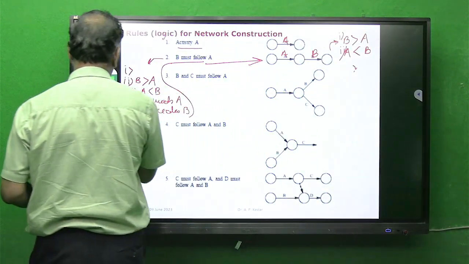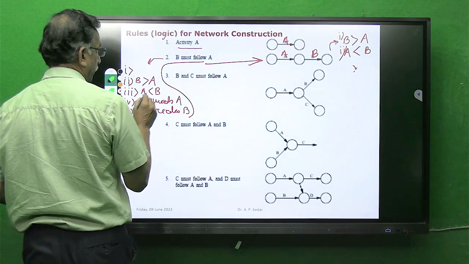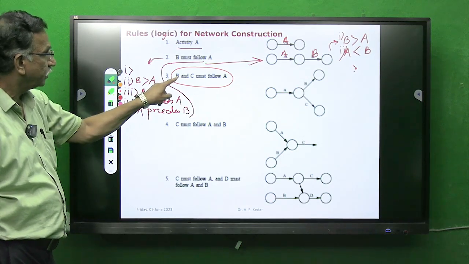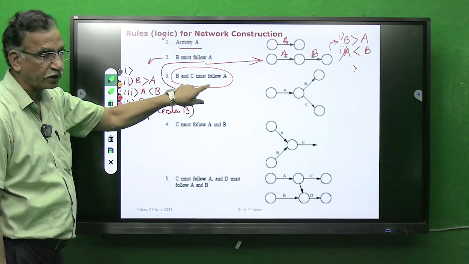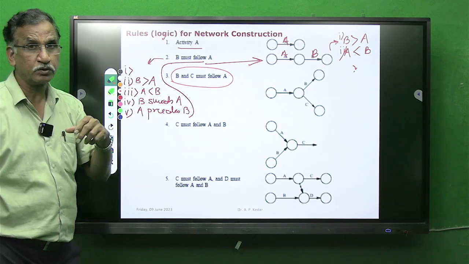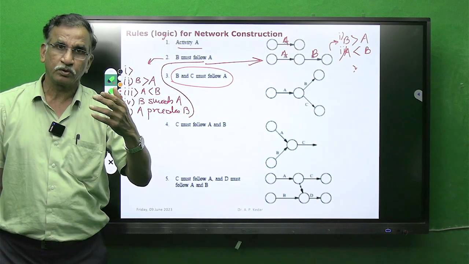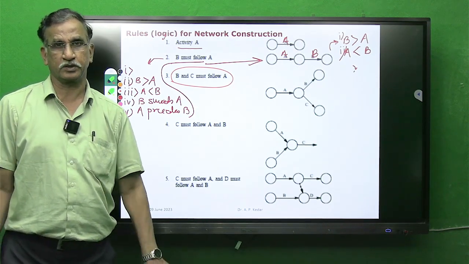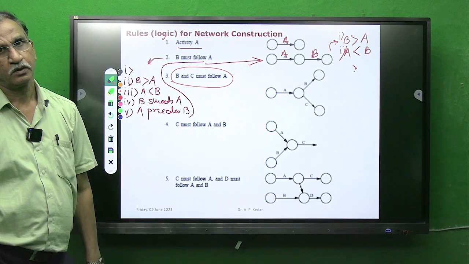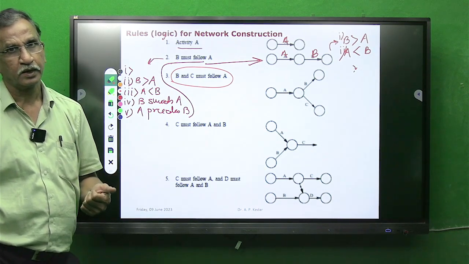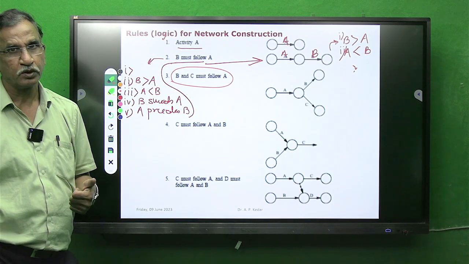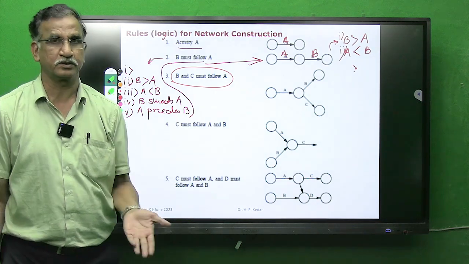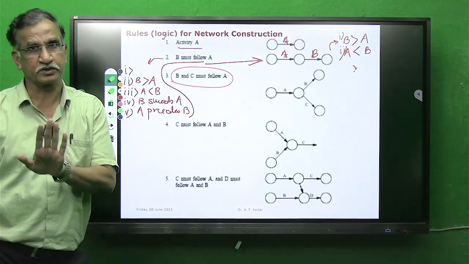Similarly, if the concept is B and C follow A. Now look here, students, B and C must follow A. Those whom we follow will be the predecessor, and those who follow will be the successor. Simple. B and C follow A. Who follows? B and C. So B and C are the successors, and A is the predecessor.